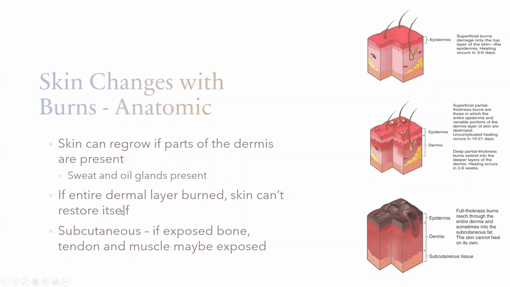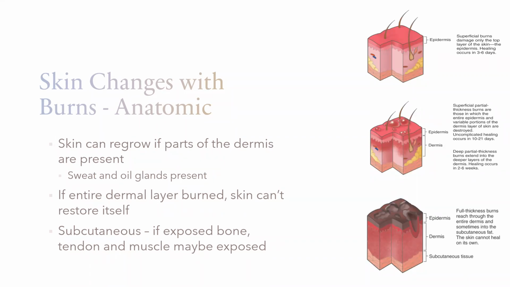So skin can regrow if parts of the dermis are still present, right? Our sweat glands, our oil glands, skin can regrow. But if the entire dermal layer is gone, skin can't restore itself. A lot of these patients will end up getting skin transplants. It's really neat if you can go into the OR and watch them. They'll take some from the thigh, if the thigh isn't impacted, and place it on the upper extremity. All right.